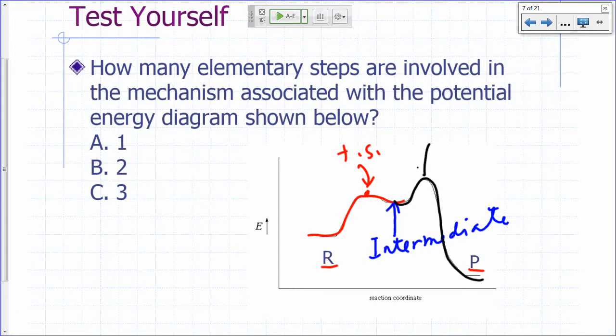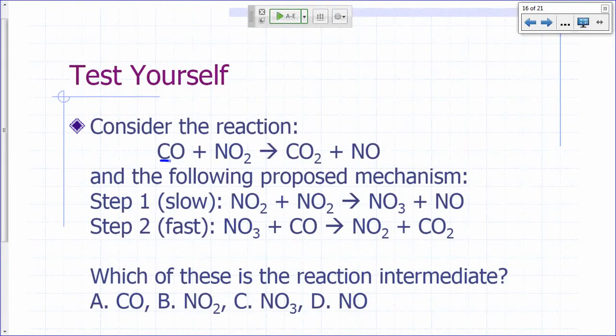Okay, and so you have another transition state here. That would be for your second step. So that's two elementary steps. Typically, for each elementary step, you have a hump, you have a transition state. Let's say you have a reaction between carbon monoxide and NO2, and that produces carbon dioxide plus NO. So what happened here? Your oxygen transfers from NO2 to CO, right?